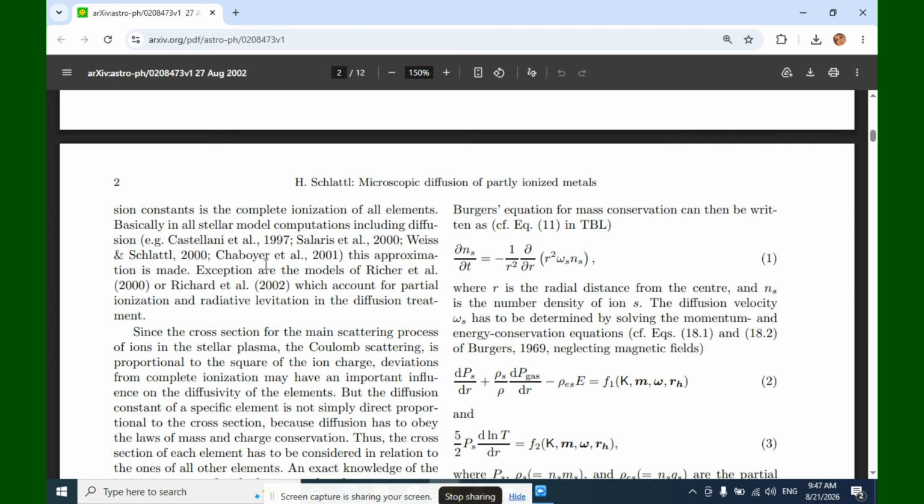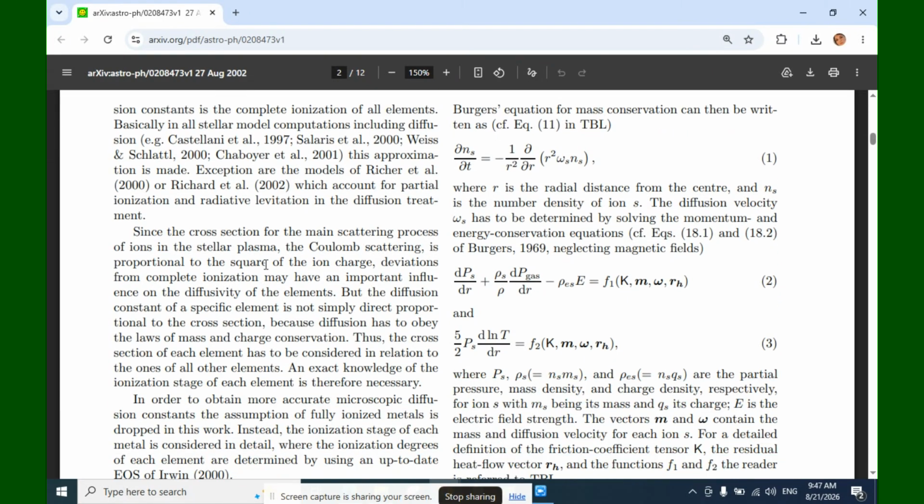The first equation: the partial derivative of n_s with respect to time is equal to minus 1 divided by r squared, times the partial derivative with respect to r of r squared omega_s n_s, where r is the radial distance from the center and n_s is the number density of ion s. The diffusion velocity omega_s has to be determined by solving the momentum and energy conservation equations, based on equations 18.1 and 18.2 of Burgers in 1969, neglecting magnetic fields.